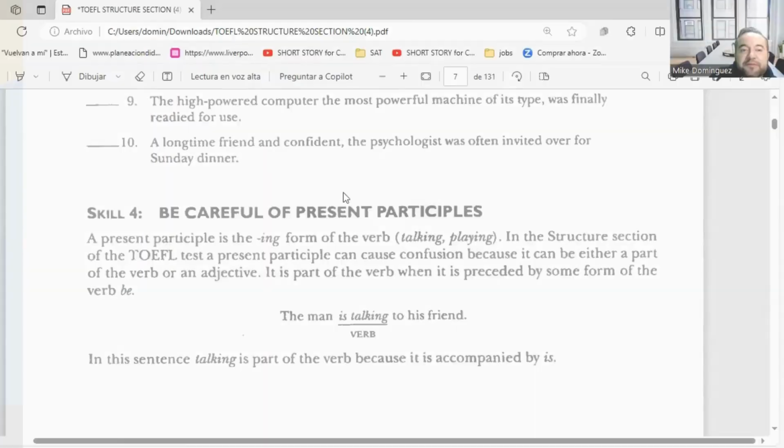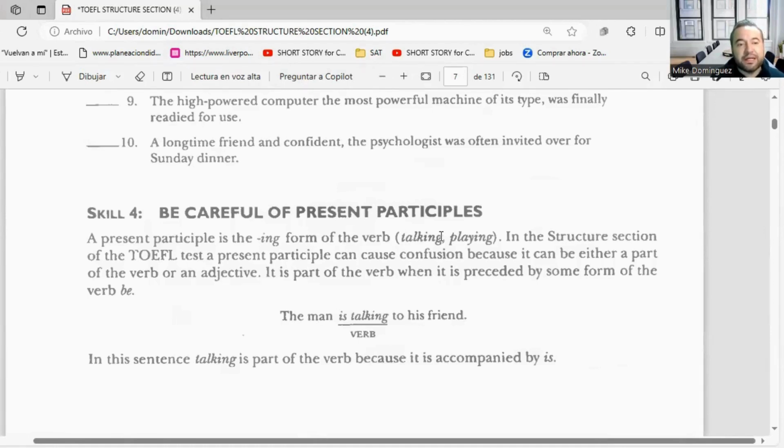Okay, let's move on to skill number 4. Be careful with present participles. Probably this is going to be something totally different from what you already knew, I mean, the things that you know about the present participle. So this is skill number 4. Be careful with present participle.